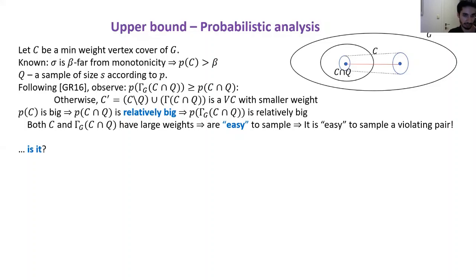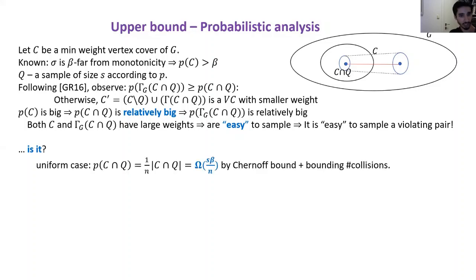But does C intersection Q have a large weight? In the uniform case, it is true. Every sample that lies in C contributes its weight, which is 1 over n, to the total weight of C intersection Q, unless it was already sampled. So by Chernoff bound and by bounding the number of collisions, we get that the weight of C intersection Q is omega of S beta over n.